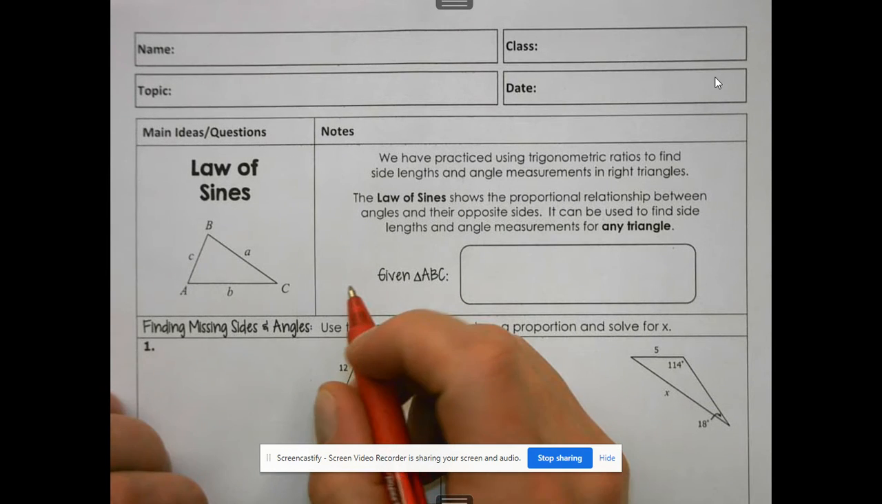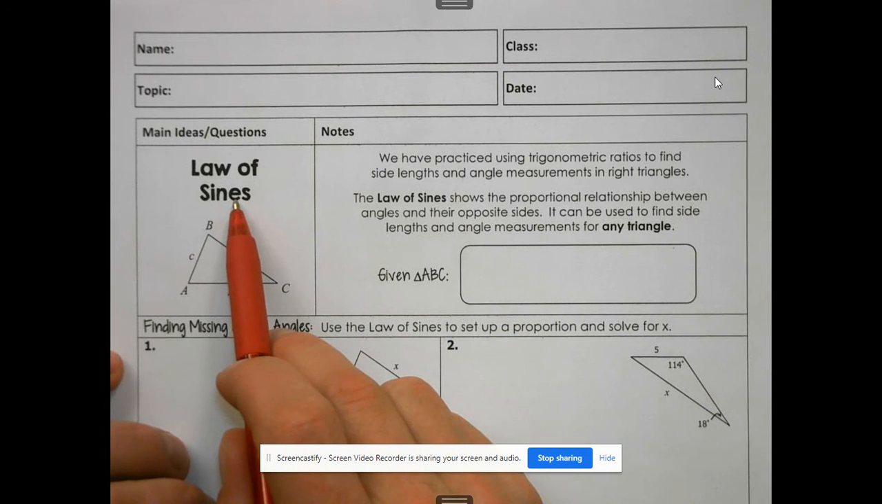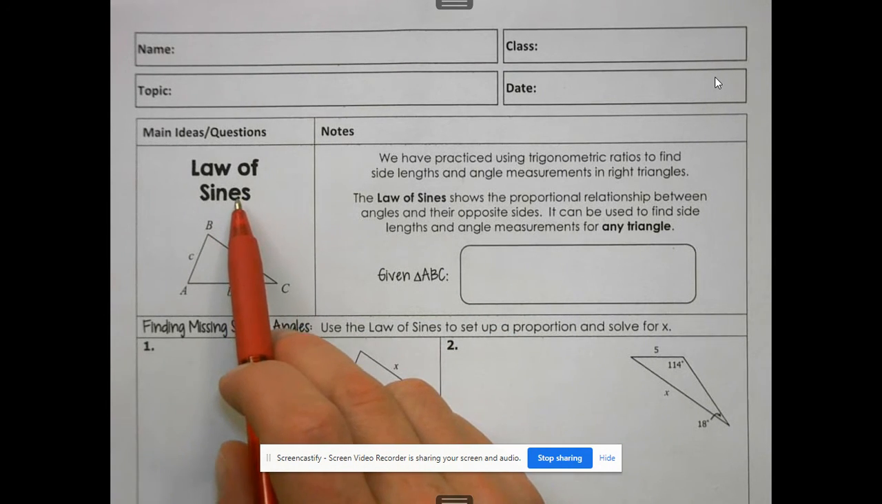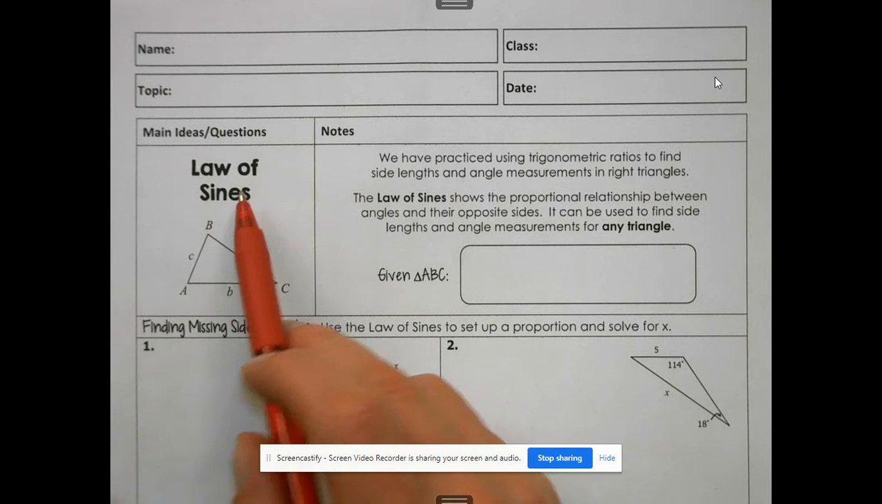All right, guys, this lesson is on law of sines. Basically, what this law does, it helps you find any missing angle or missing side of any triangle, not just right triangles. So here we go.